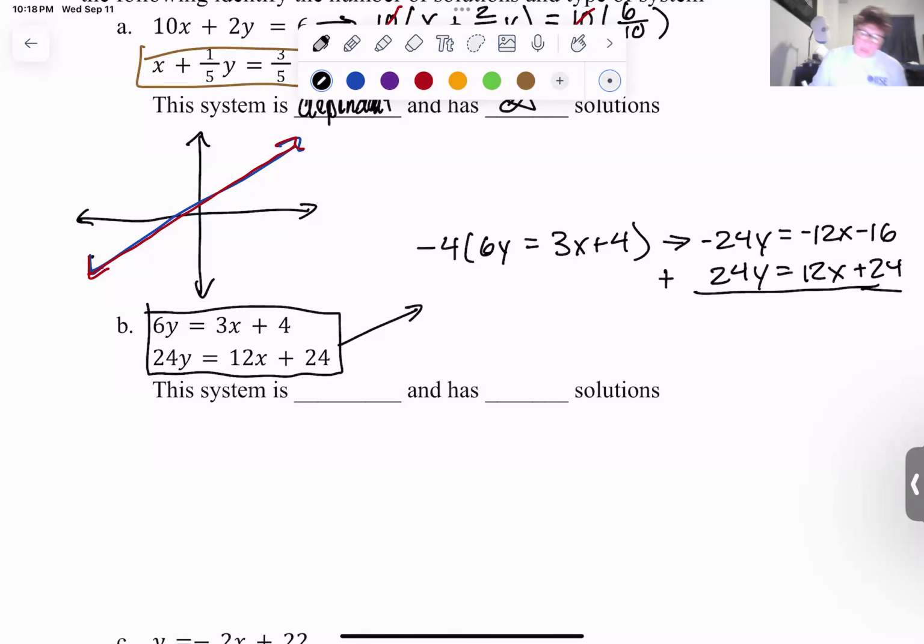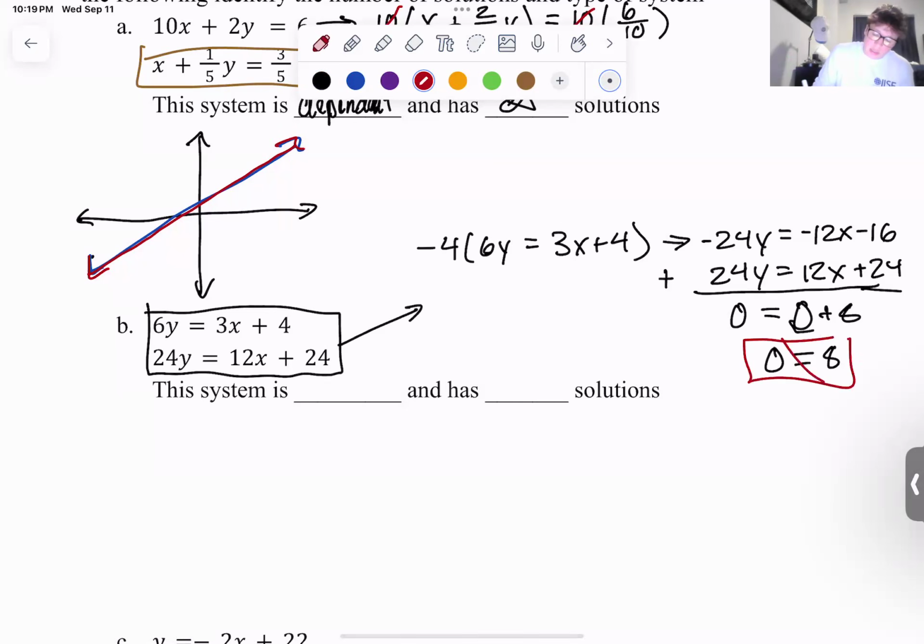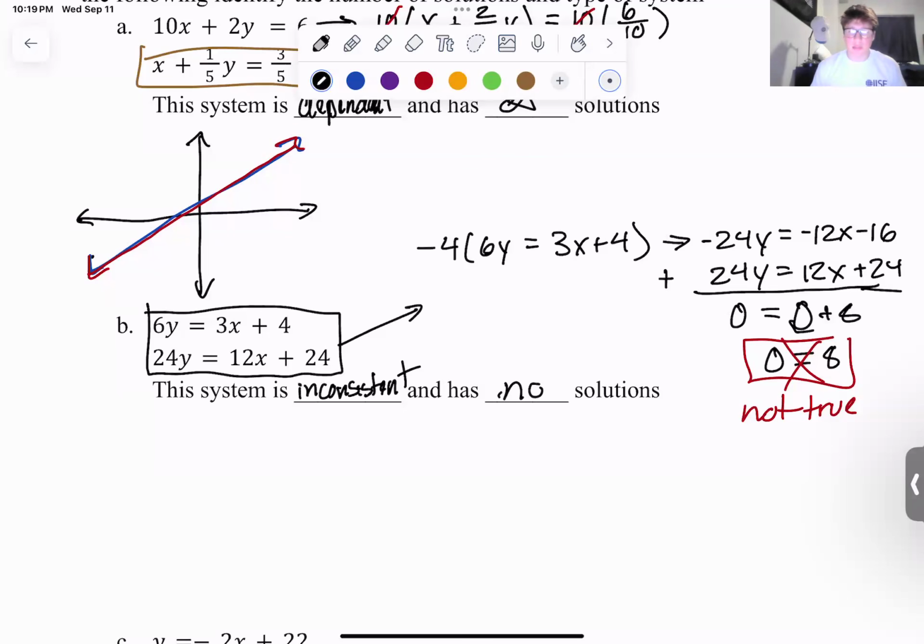-24y plus 24y is 0. -12x plus 12x is also 0. And then -16 plus 24 is +8. So I simplify this and I get 0 equals 8. And is that true? No, it isn't true. Literally, it isn't true. So what this means is that there's no solution. There's literally no solution. These lines are parallel because they're never going to touch. Never going to touch. So this system is inconsistent. And that's your solution right there.